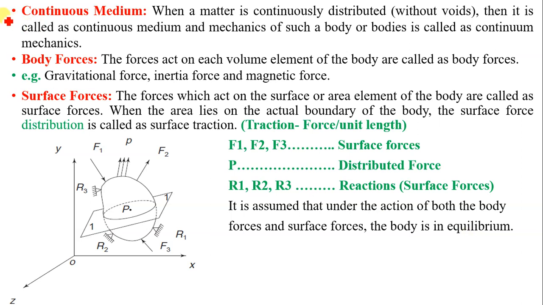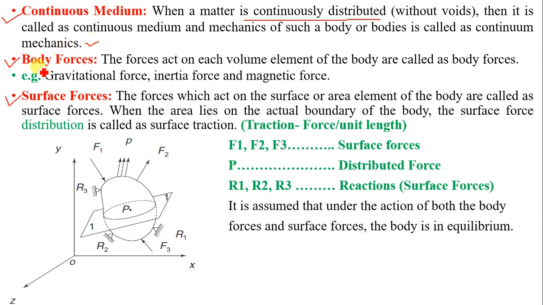Now let us discuss a few important terms which we will come across in the subject. First one is continuous medium. What is meant by continuous medium, and hence what is meant by continuum mechanics? When a matter is continuously distributed, meaning without having voids in it, then it is called a continuous medium. And the mechanics of such a body or bodies is called continuum mechanics.